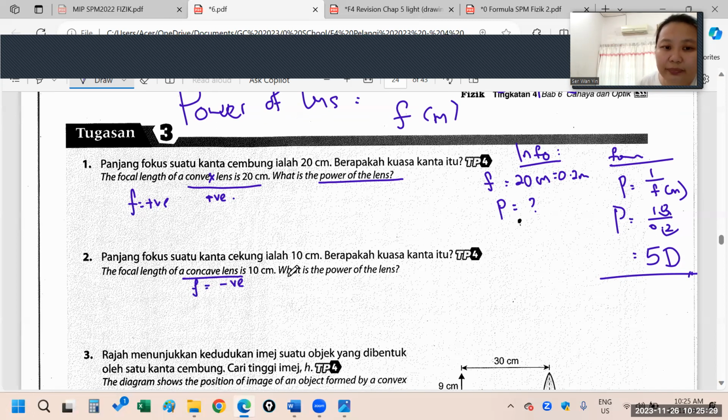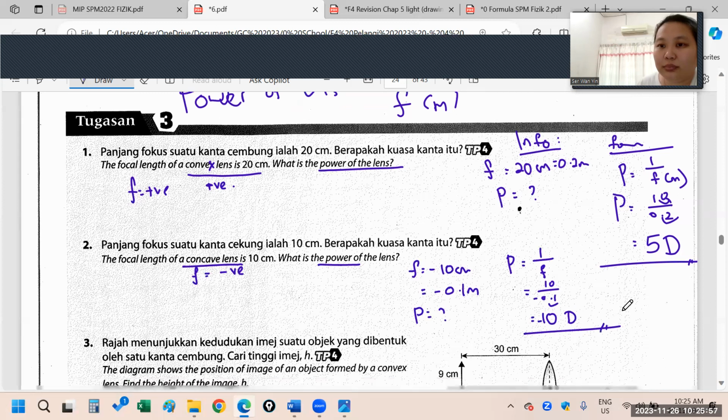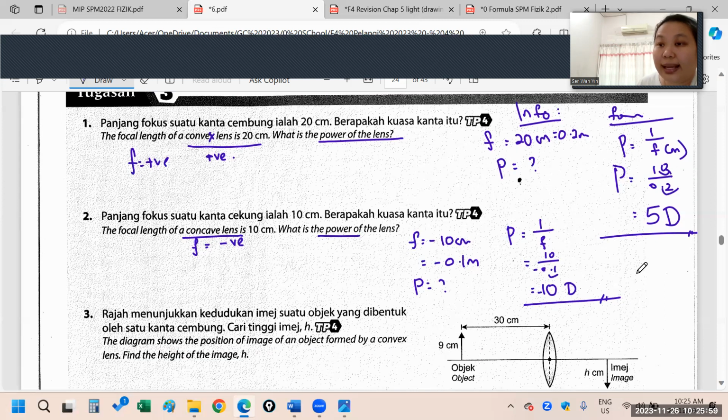So the focal length of concave lens is 10 cm, negative 10 cm. So what is the power? Change to negative 0.1 meter. Power equals to 1 over F equals to 1 over negative 0.1. So answer is negative 10 diopter.